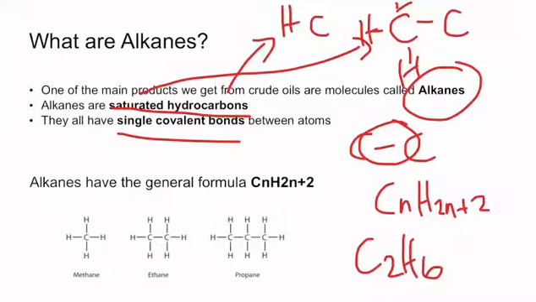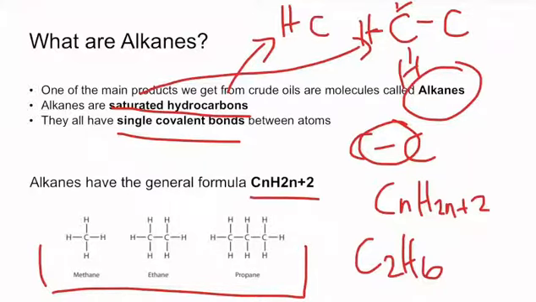C2H6, that would be our formula for the alkane. You can also see here the first 3 alkanes, and for this we can see that they're all saturated, so all of the carbons are bonded to 4 other atoms. We can see that they're hydrocarbons because we can only see hydrogen and carbon atoms here, and they all follow this single general formula rule.